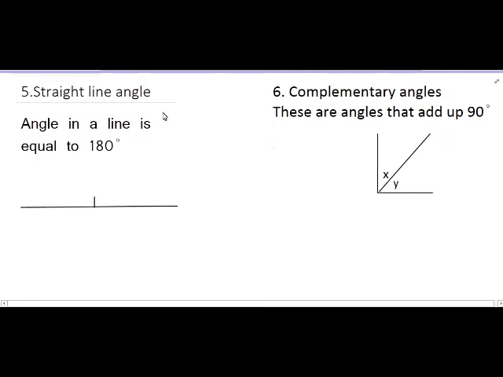Now the next one we have is straight line angles. Straight line angles are angles formed on a straight line. These angles are exactly 180 degrees. The next thing we'll talk about are complementary angles. If you watch this particular diagram of complementary angles, we'll have two angles right here.